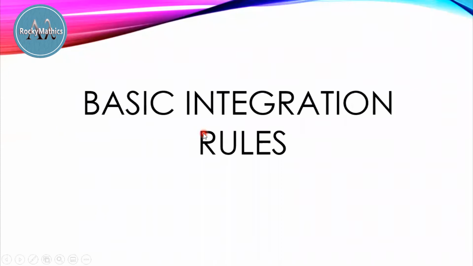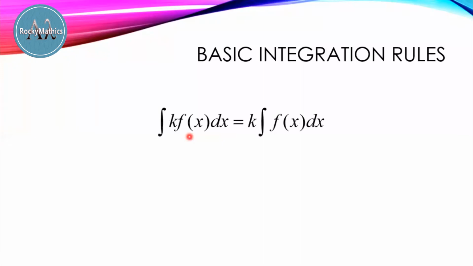Today we're going to continue discussing our basic integration rules or formulas. So we start with this first formula, although we were able to discuss this already. The integral of a constant k times f of x dx is simply equal to k times the integral of f of x dx.